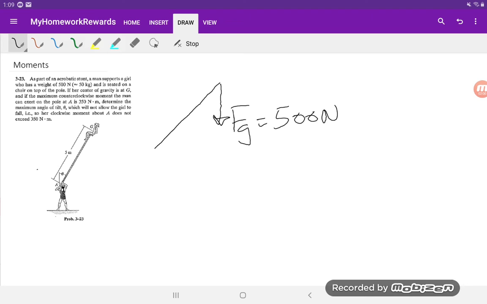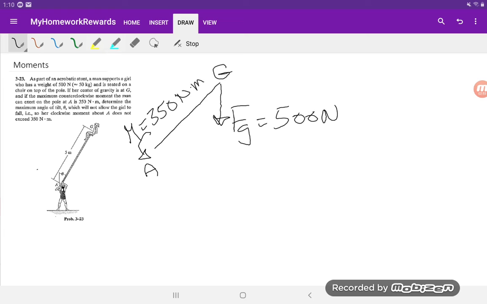Now we also know that this was point G. We also know that at point A, the man is exerting a counterclockwise moment. So that's this way. We'll just leave it as an M, and that's at point A. And we know that that is equal to 350 newton meters. So you can see that this force over here, the gravity force, is going to cause the pole to rotate in the clockwise direction. And the moment that the man is applying is going to be in the counterclockwise. So they're going to balance each other out. So this is what our free body diagram looks like.